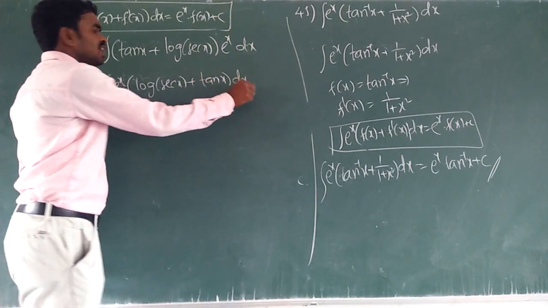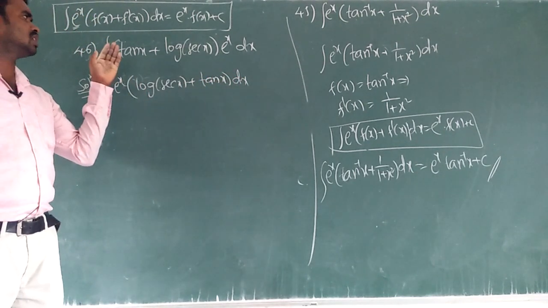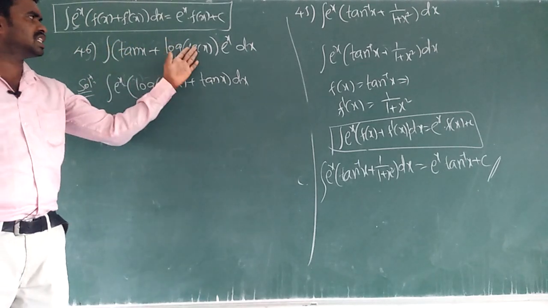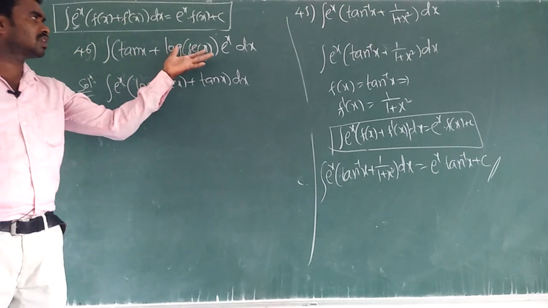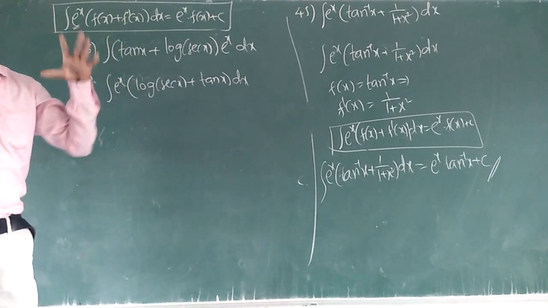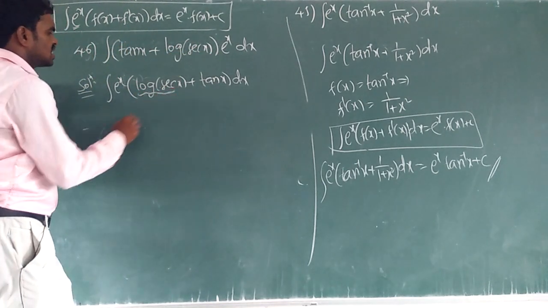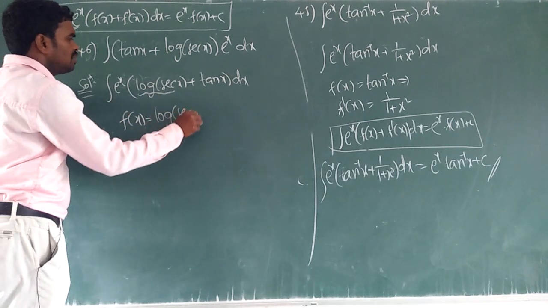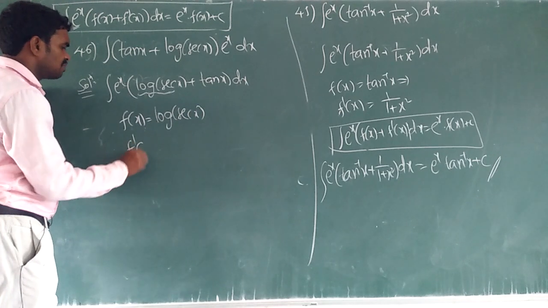Why I am writing in this way? Because generally I know that tan x derivation is secant square x. So tan x derivation it is not. So let me check whether log of secant x derivation is tan x or not. So that's why I am taking this as f of x. So f of x I am taking as log of secant x. Immediately the derivation of this function is f dash of x.